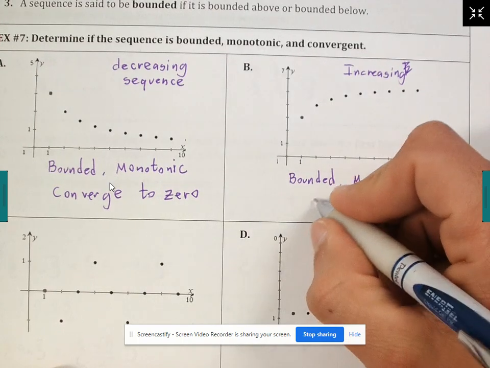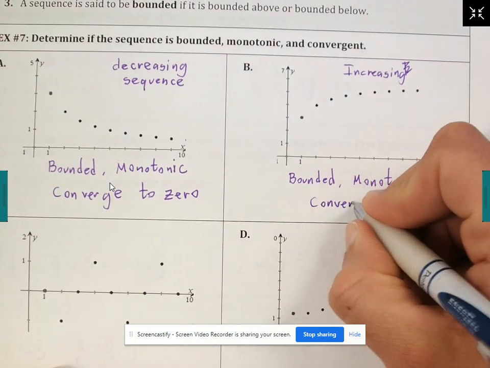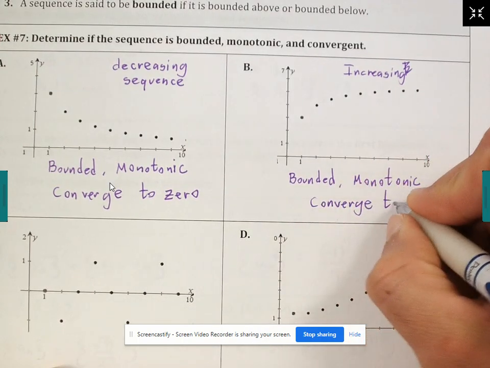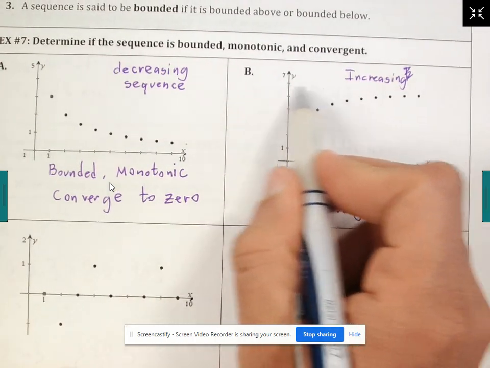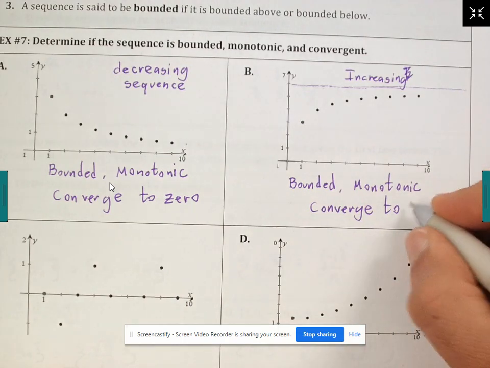What does it converge to? Correct. So right here, it kind of converges around right there, which is 6.